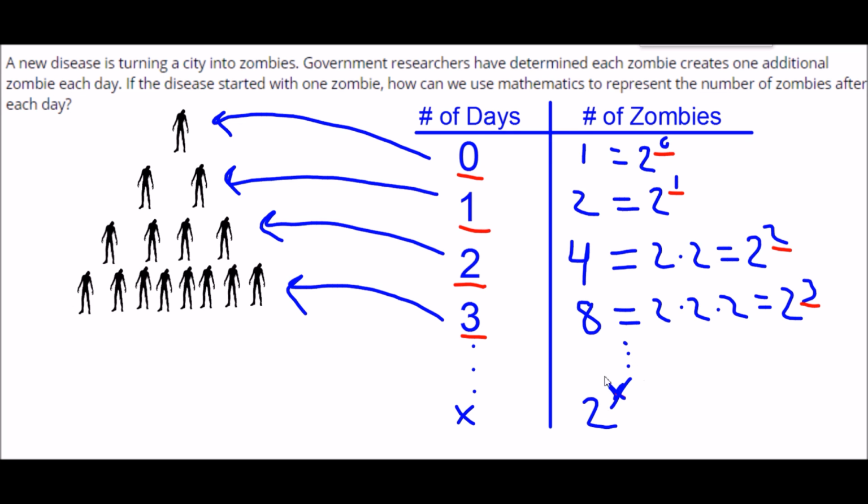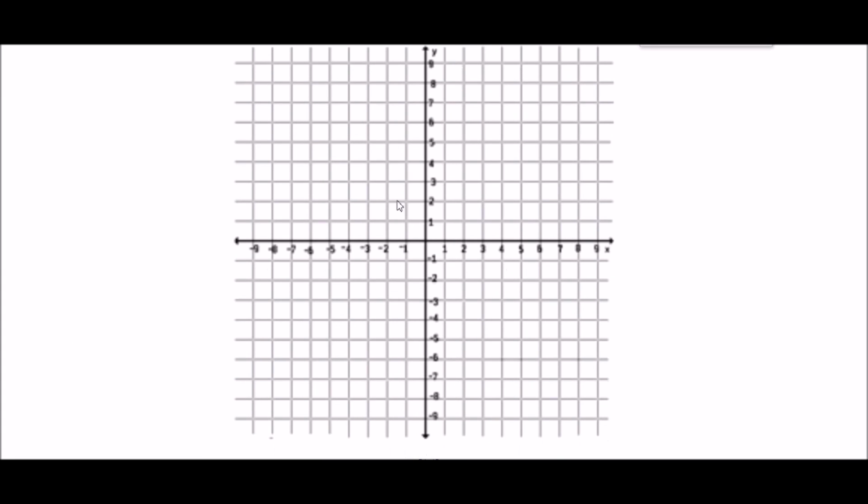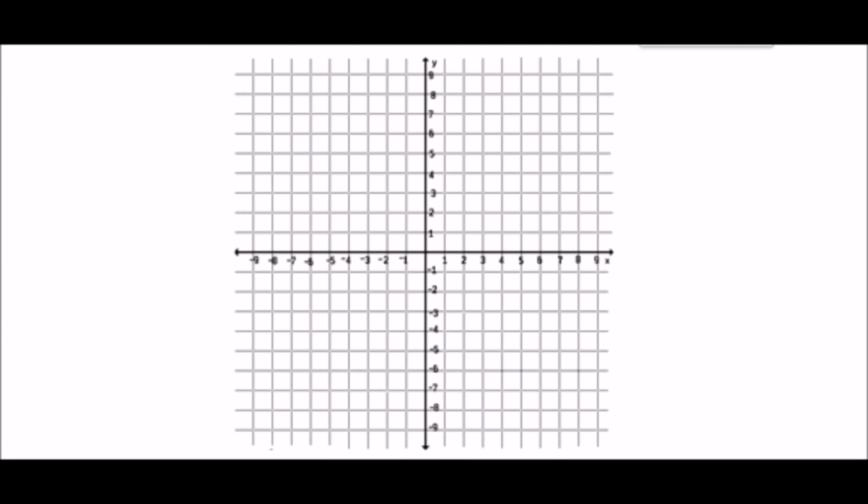This situation can even be modeled further if we take the information in our table and put it into a graph. And in this graph, x will represent the number of days and y will be representing the number of zombies. On day 0, there was only 1 zombie, so we can graph that point, 0, 1. After 1 day, there was a total of 2 zombies. After 2 days, we had a total of 4 zombies. And after 3 days, we had a total of 8 zombies.